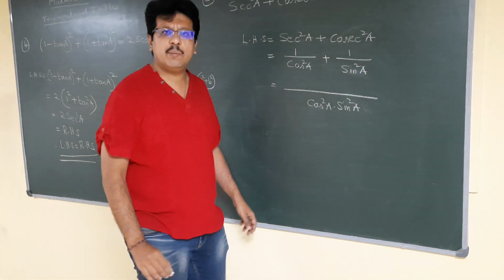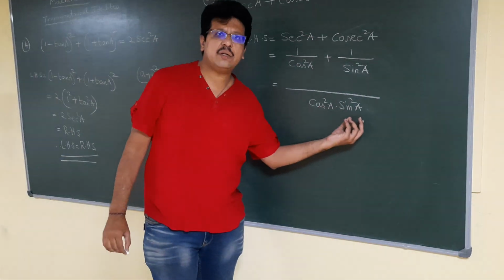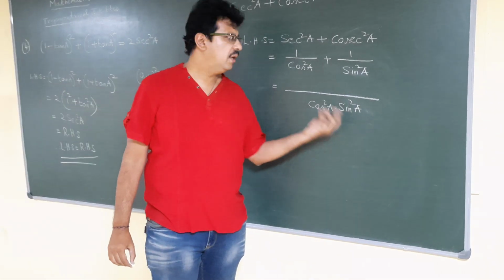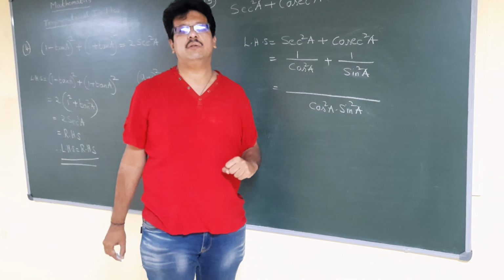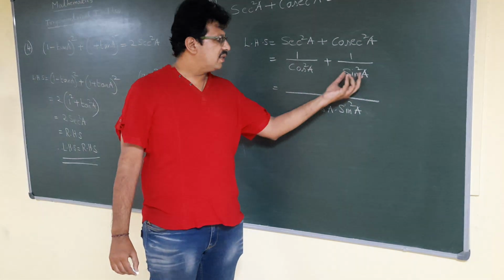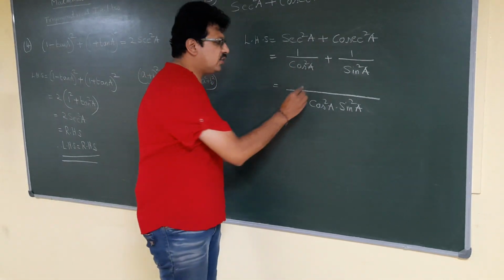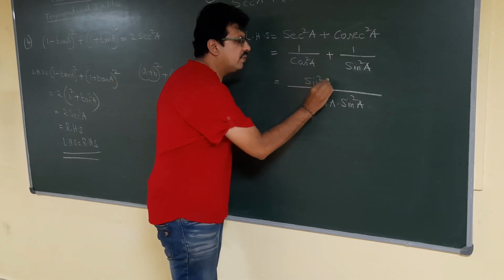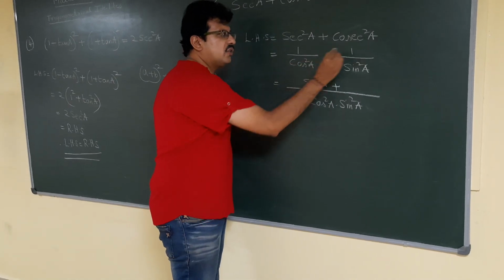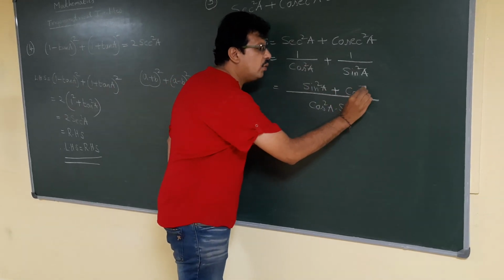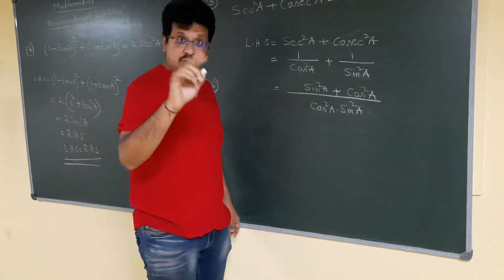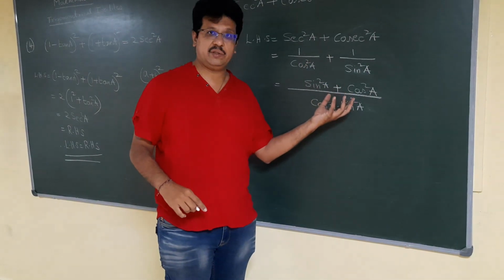Children, you should know this very well. This is the LCM part you should take very clearly, and don't make any mistakes in the LCM, children. Be very careful. Sin square a into 1 is sin square a. That's the LCM concept. Plus cos square a into 1 is cos square a. I am not doing cross multiplication, children. Please be very careful. It's the LCM concept.